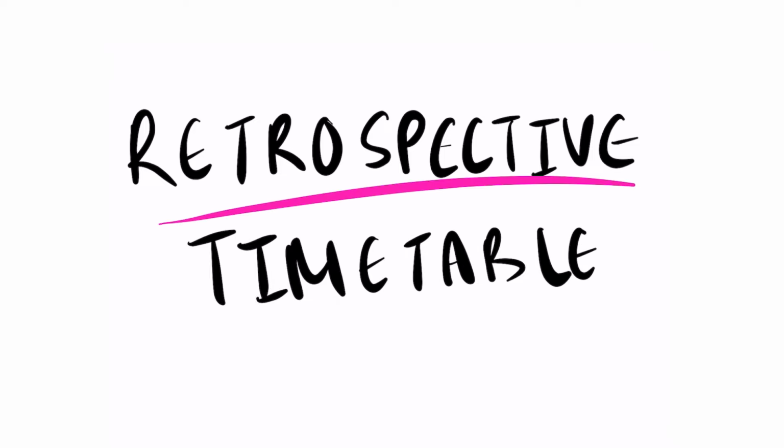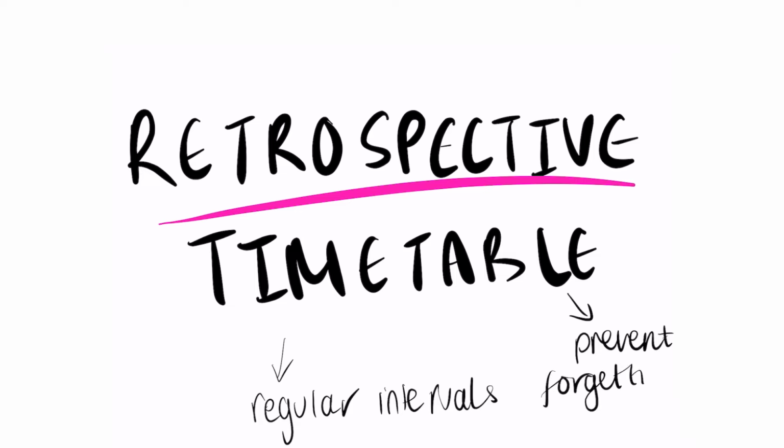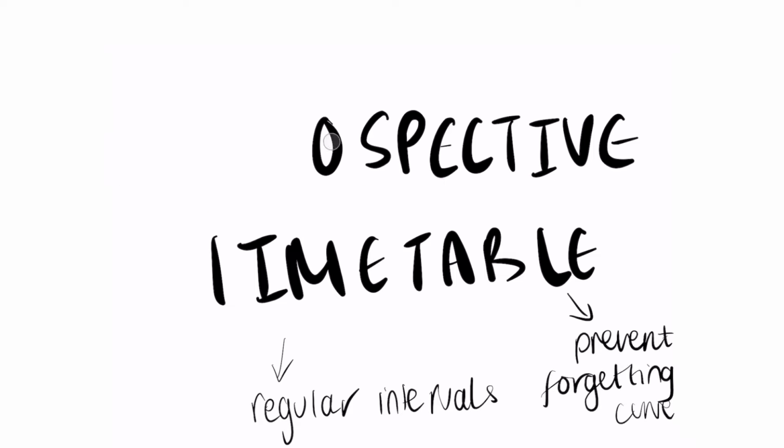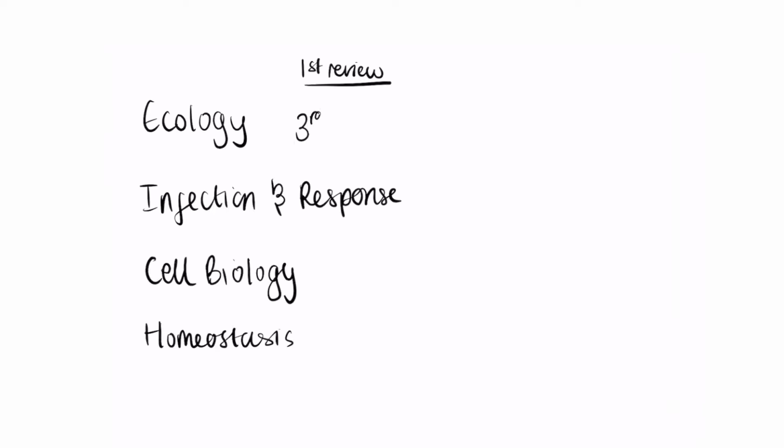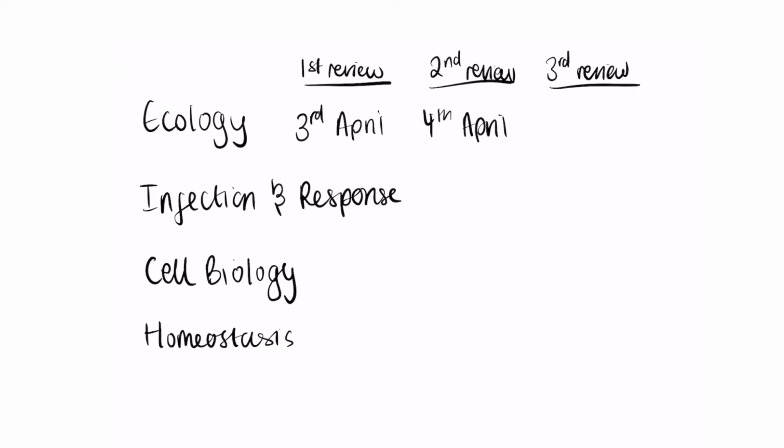So something you can do is make something called a retrospective timetable. This is basically different from your standard revision timetable, as it forces you to revise things at certain intervals. This will prevent you from forgetting things and being a victim of the forgetting curve. For example, let's say I find a topic such as ecology hard. I'll review it one day and then I'll review it the next day, and then after 1 week, I will still go back to that topic.